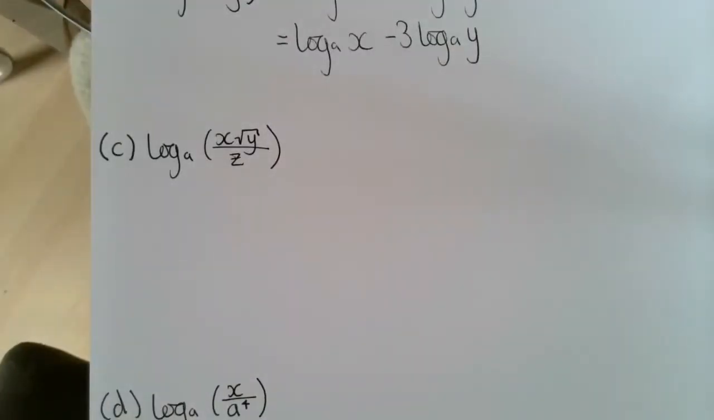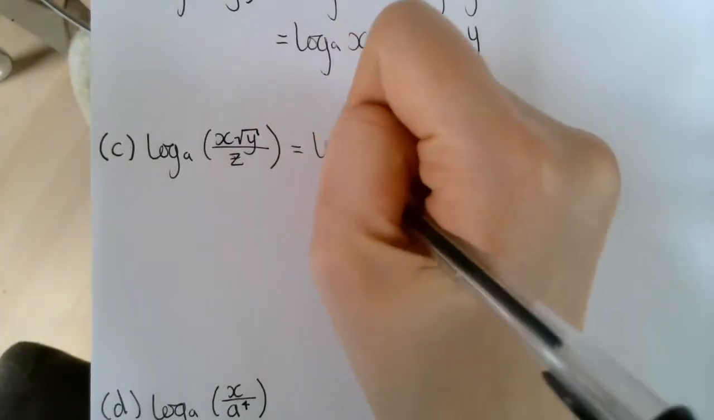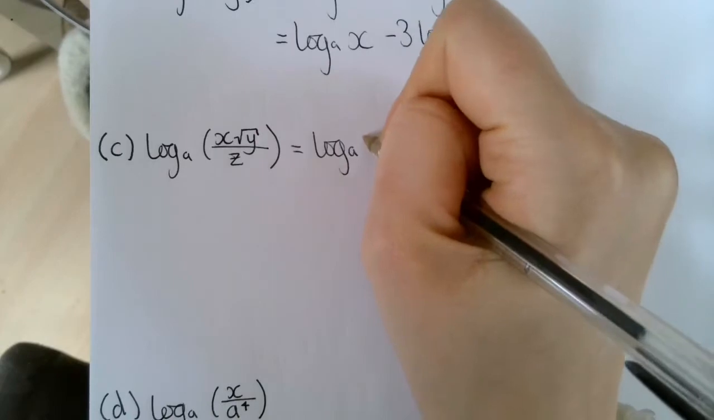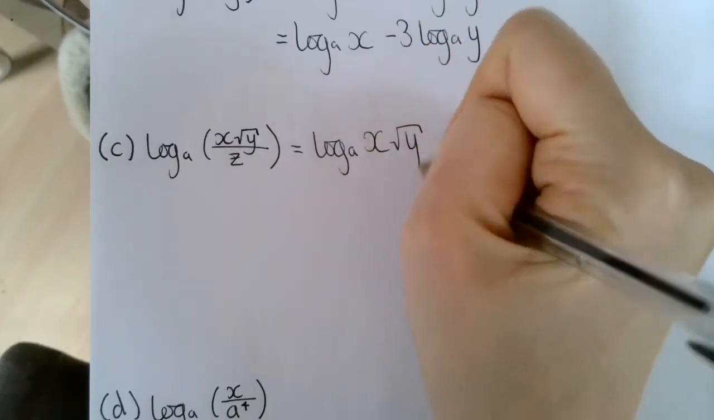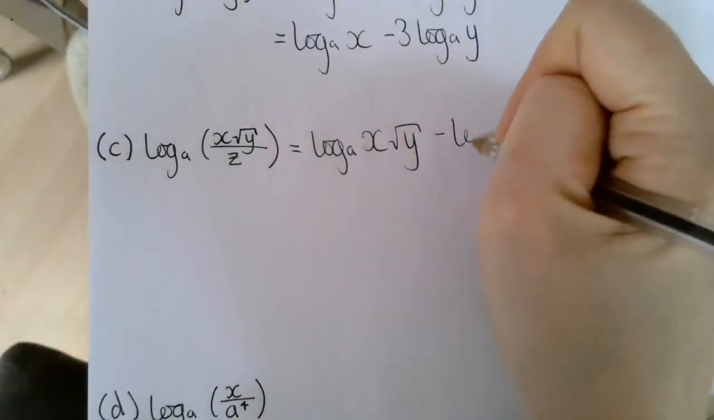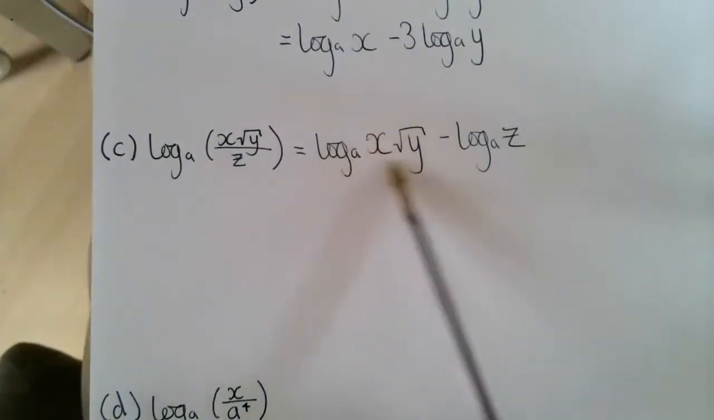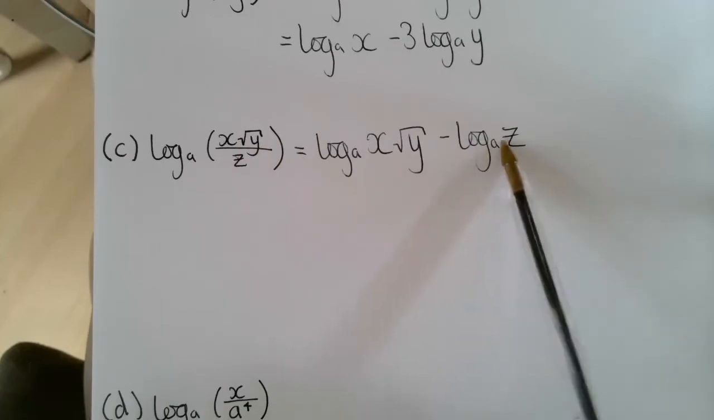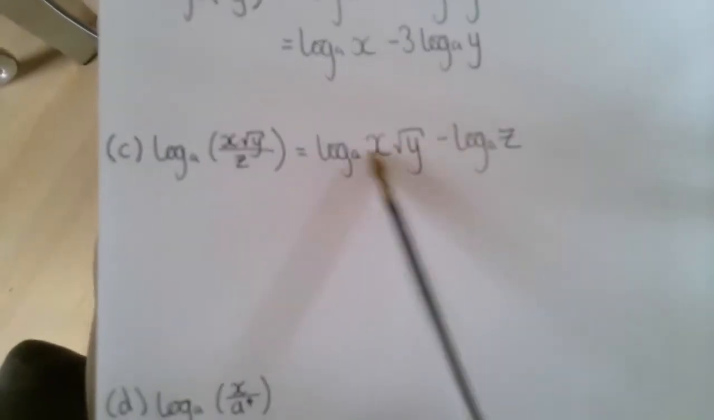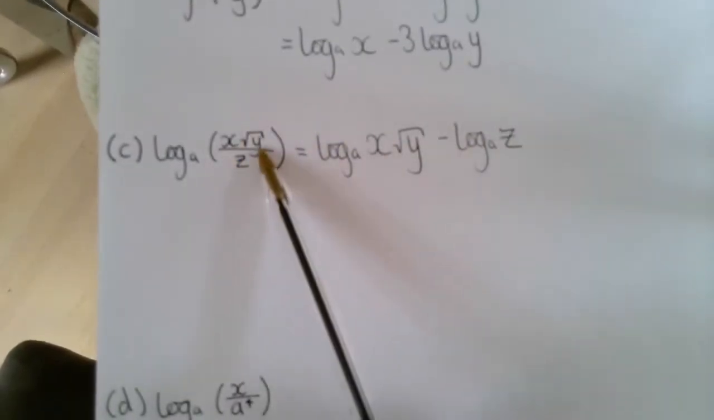Part C, again, we're going to use the division rule here. So we've got log base a of x root y, subtract log base a of z, because x root y is the numerator here and z is the denominator. So we're doing x root y divided by z in that bracket there.